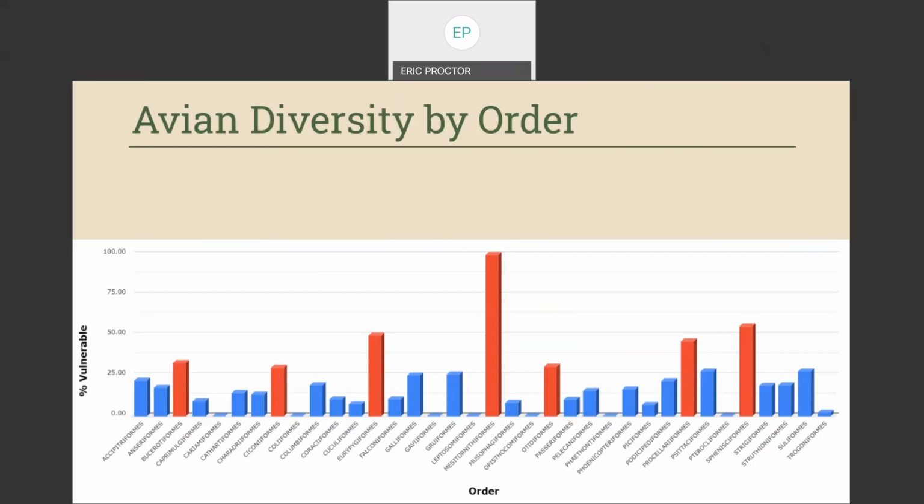Some of these orders have a very small number of species, which may also distort the data a little bit. For example, the Eurypygiforms only have 2 species, the kagu. And the Mesitornithiforms only have 3 species of flightless birds that are endemic to Madagascar. So while some of these are larger, one has 30 species, and one has over 100 species, and they have 30% of their species in danger. The middle one there, the one that's at 100%, well, there's only 3 species in that entire order. So all of them are vulnerable, and so, of course, they have 100%.